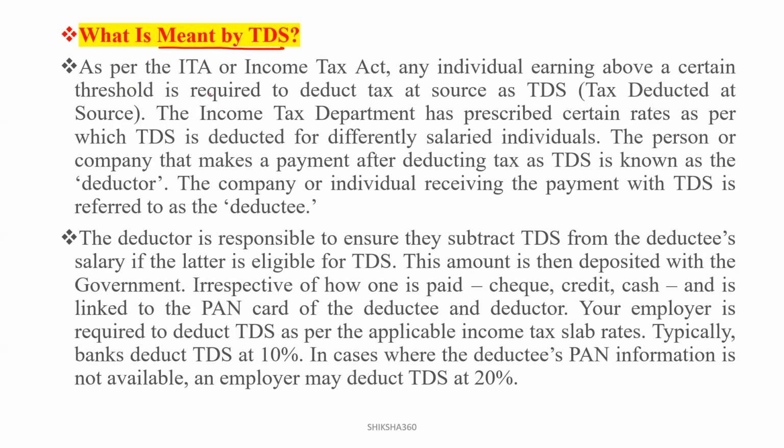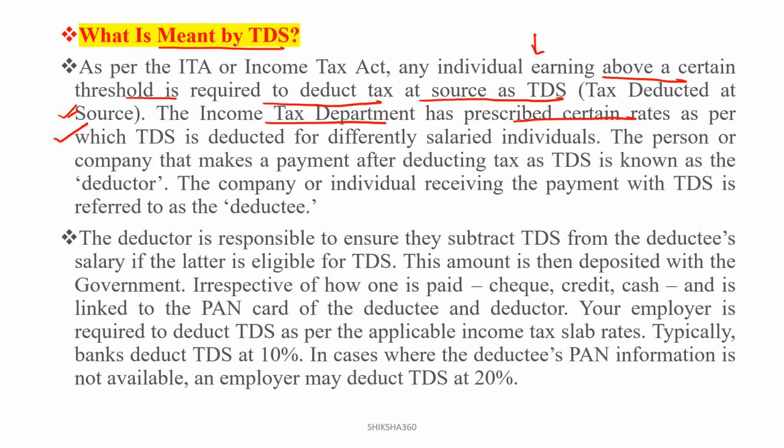So as per the Income Tax Act, any individual earning above a certain threshold is required to deduct the tax at source, known as the TDS. That is tax deducted at source. Clear? If you are earning above a specific limit, then you have to pay the tax. The Income Tax Department has prescribed certain rates as per which TDS is deducted for the different salaried individuals.